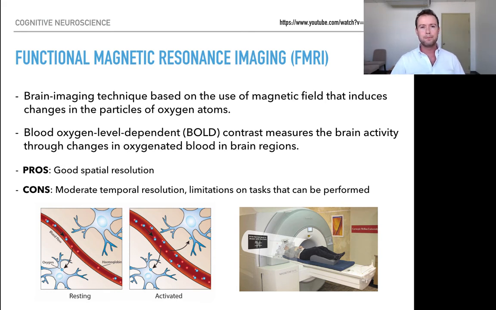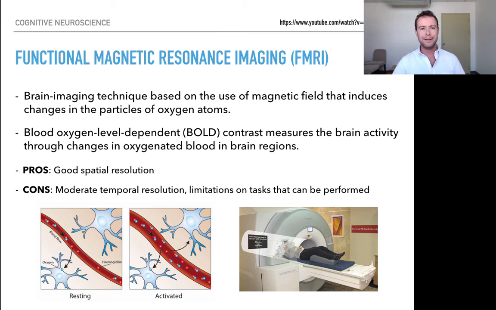So one of the strengths of fMRI is the fact that it tends to have very good spatial resolution. So in other words, you can understand exactly which precise regions of the brain are showing increased or decreased activation. So this can be as precise as 1 millimeter and lower.